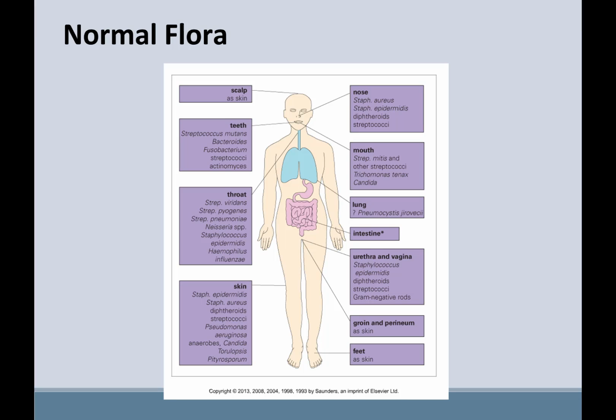First important term to understand is the term normal flora. You probably remember this from your microbiology class. For humans, it's primarily bacteria and the yeast Candida. Right? So we are covered, as you can see in this diagram, head to toe, inside, outside, with all different types of organisms that are normally found in lots of different places.